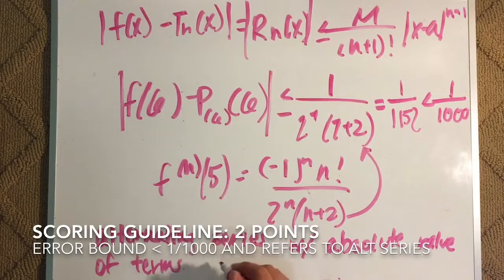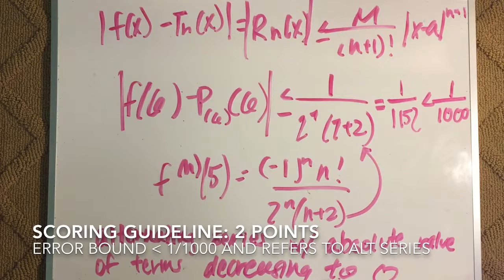For this problem, you can get up to 2 points. You get 1 point for showing the error bound is less than 1 over 1000, and the other point is for referring to an alternating series and indicating that the error bound is found from the next term.